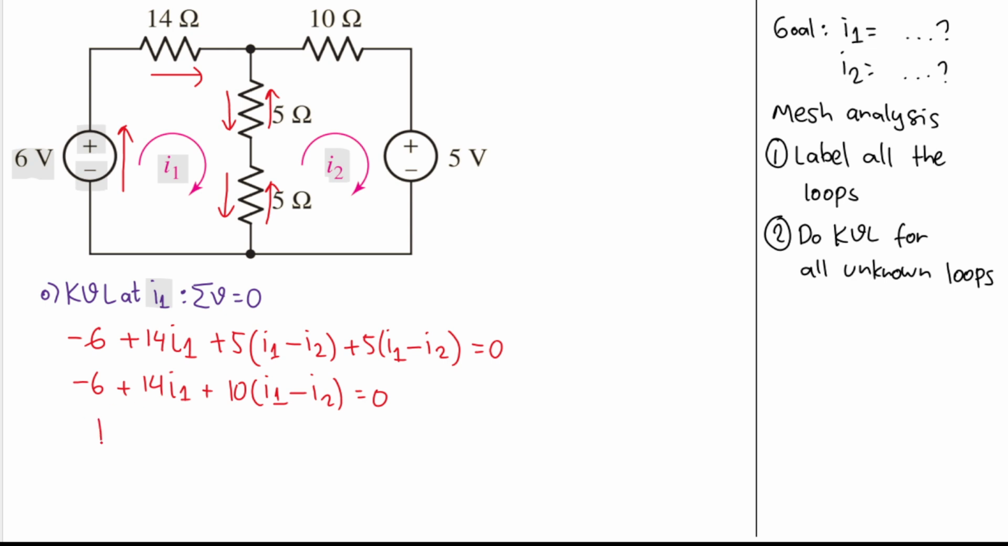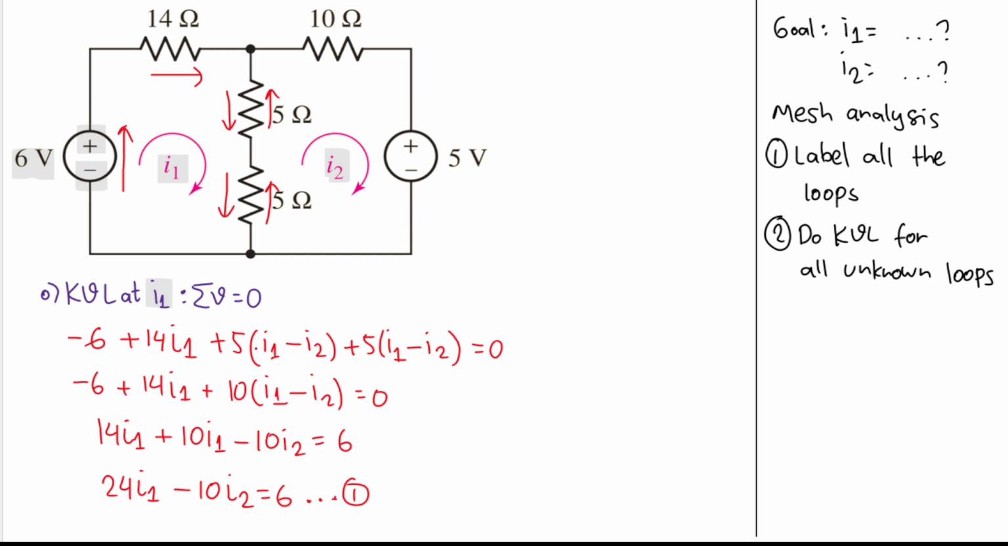And then we can have 14 I1, and then plus 10 I1, minus 10 I2. Okay, and then we can move this minus 6 to the right hand side, so we will have 6. And then we will have 24 I1, then minus 10 I2, and that will equal 6. I think there is nothing more we can do from this step, so we can save this as equation number 1. Good. Now what can we do here?